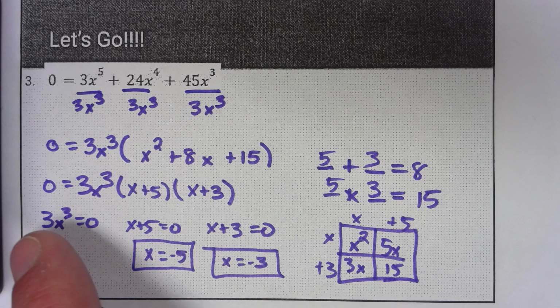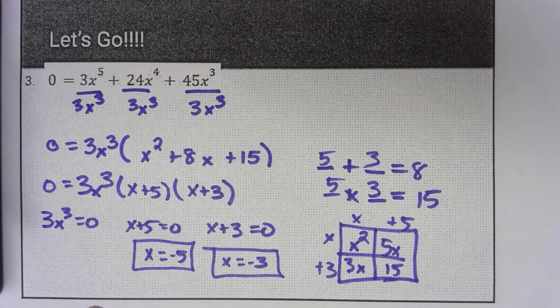The other factor here is that GCF of 3x cubed. Now, a lot of us, we're going to get to this point and be like, I don't know how to solve that. We haven't solved anything to the exponent of 3, to the power of 3. Well, when we have a GCF that is just an x and it doesn't matter what the exponent is, we're always going to get a solution of 0.